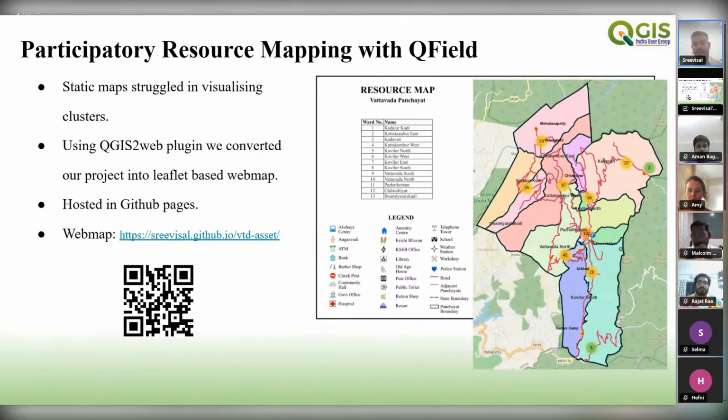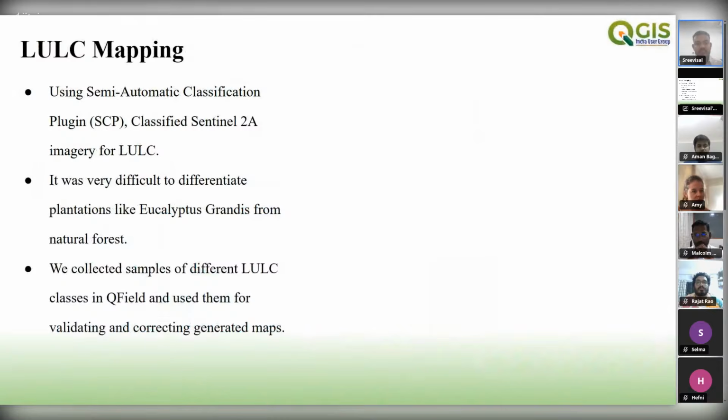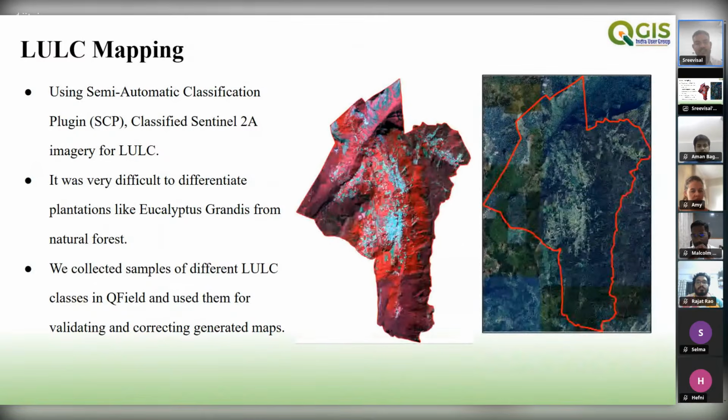So what we did was we converted our QGIS project to a Leaflet web map using the QGIS2web plugin, and hosted it on GitHub Pages, which you can access from here. If we zoom to each point and click, we can see the name and the photo of that resource. And for LULC mapping, land contour mapping, we classified Sentinel-2 imagery using the Semi-Automatic Classification Plugin.